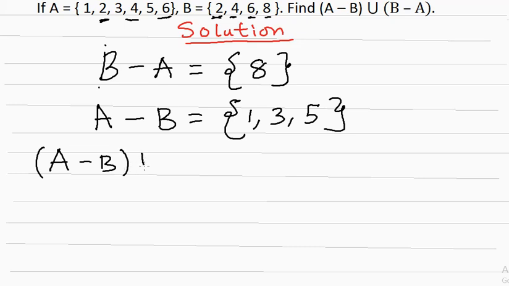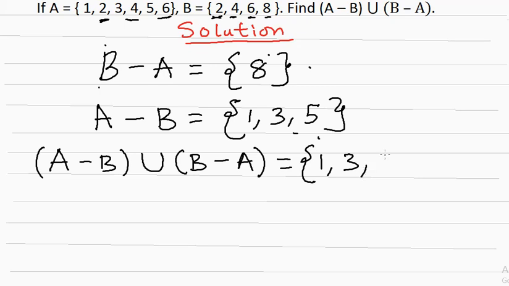Then the union B minus A. Okay, so we're going to find the union of these two sets. Of course, you know union is simply writing out all the elements in both sets, either here or both of them. So I'm going to list out all the elements, of course, in ascending order, that's going to be 1, comma 3, comma 5, then comma 8. As simple as that.